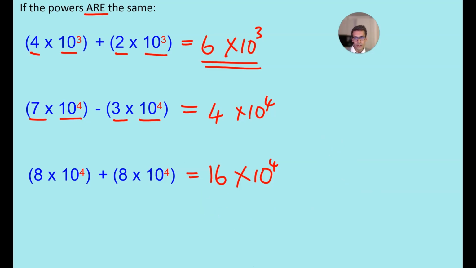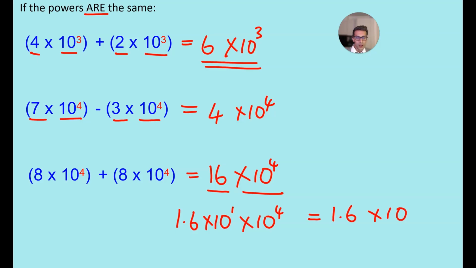If you're not sure how to do this, look back at the other videos here, but I'll just briefly explain it. We need to make this a number between 1 and 10, so this is 1.6 times 10 to the power 1, and then we bring this down, which is times 10 to the power 4, and then we can simplify that. So this becomes 1.6 times 10 to the power 1 plus 4, which is 5. This is now in standard form, and this is your basic addition.